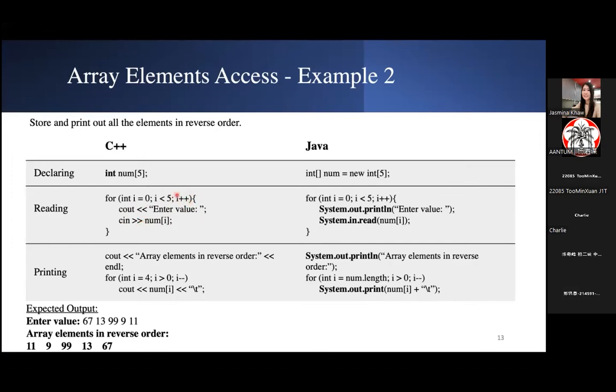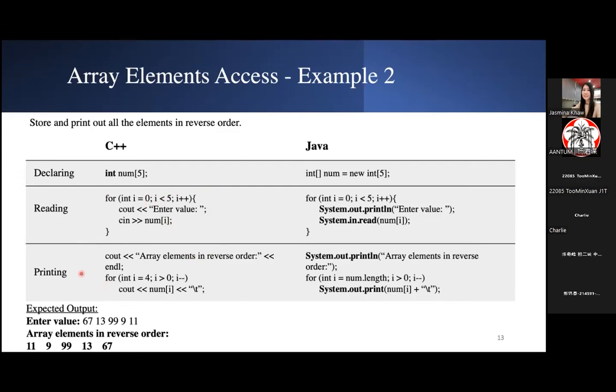So it will update the value of i plus 1. 0 plus 1, we have 1. Now we have 1 is less than 5. So again, it will display another message, the second message of enter value. Then we enter the value to store inside the index number of 1. So it will just keep looping until i is no longer less than 5. So this is to read and store the values into the array.